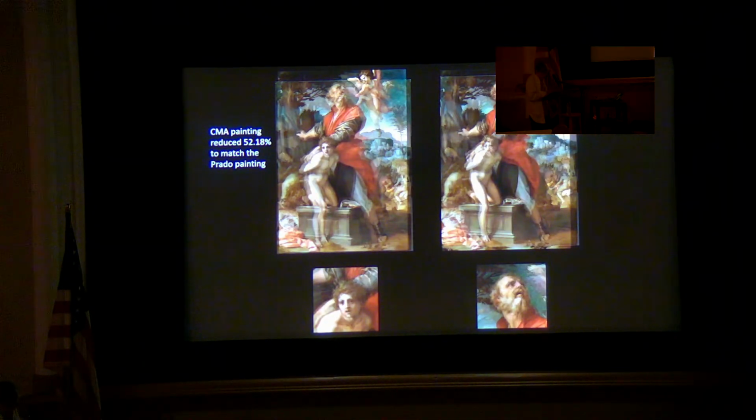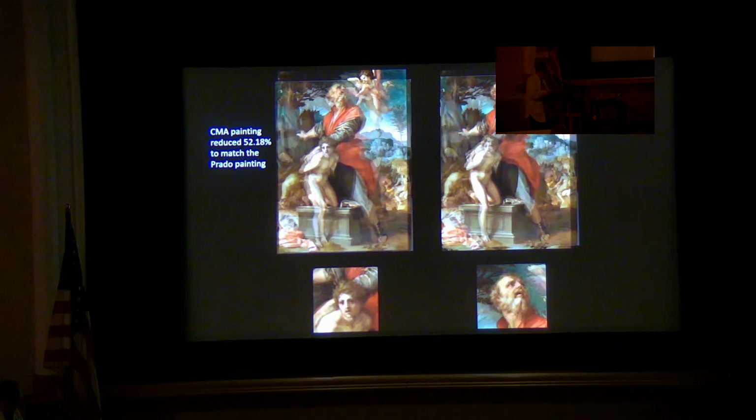When the Cleveland painting is reduced about 50% in Photoshop, the heads of each main figure match, but the image must be shifted horizontally for the heads to align. On the left, you see the overlay with the faces of Isaac lined up, and on the right, the Cleveland composition is shifted to the right for Abraham's heads to match.